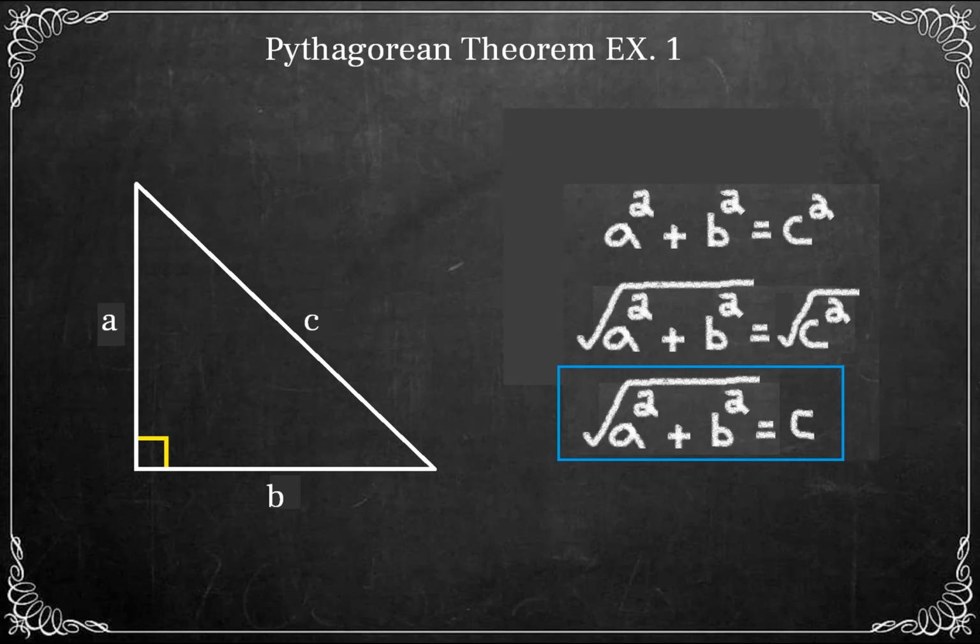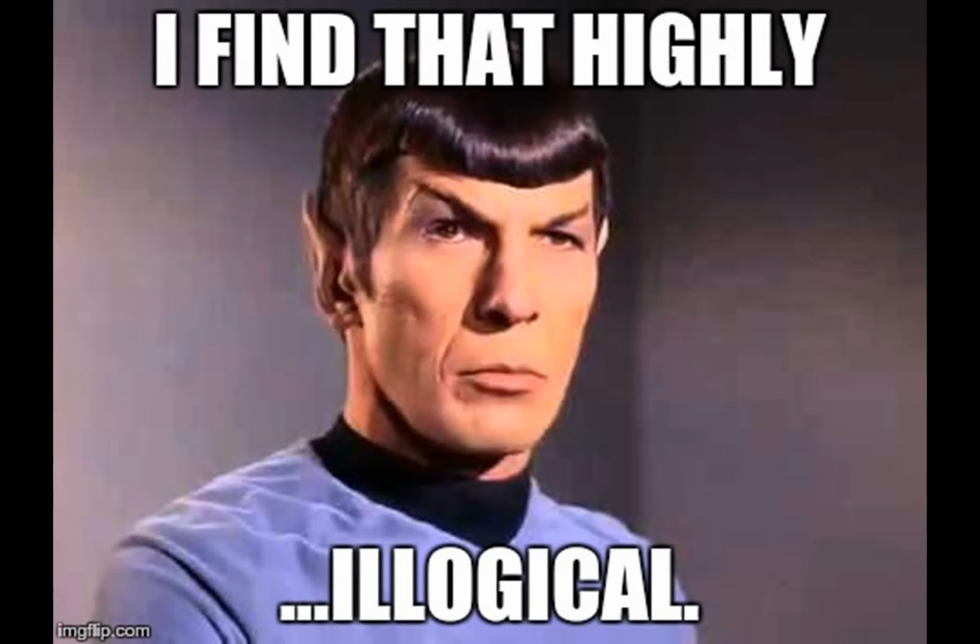But that's as far as we can go in the blue box. We are done. Then again, on the left-hand side, it's tempting to apply the square root individually to each term of the sum, but mathematically illogical. If you did that, you wouldn't hear the end of it from Spock.